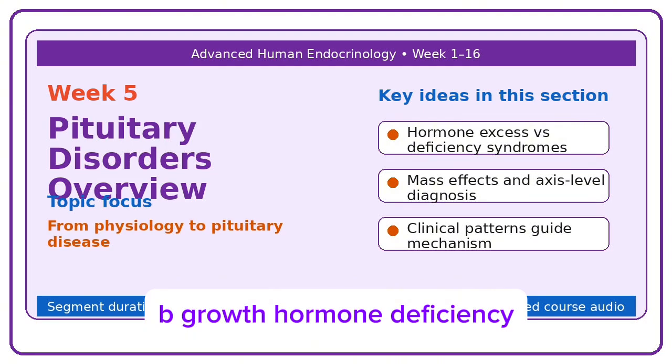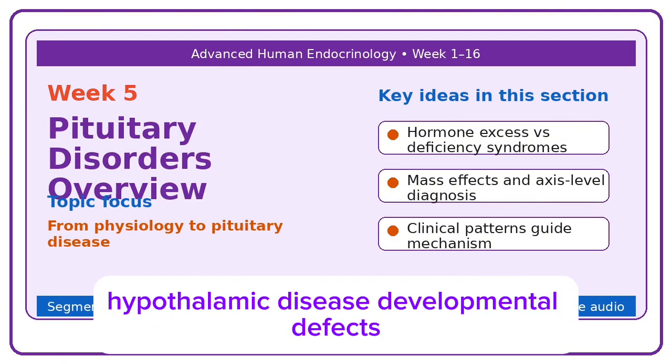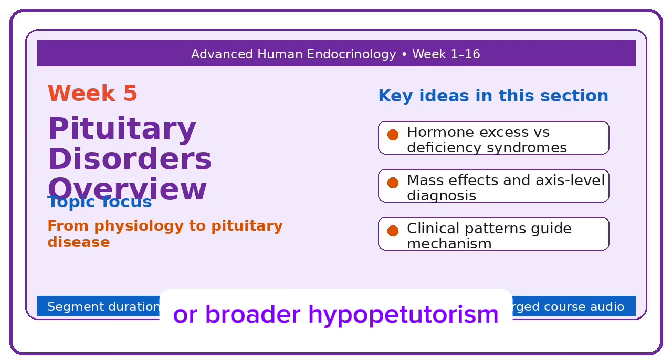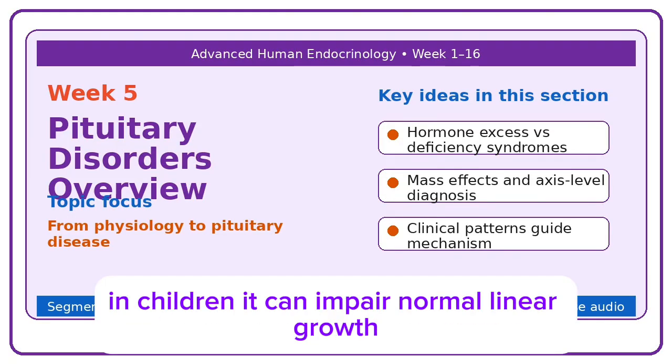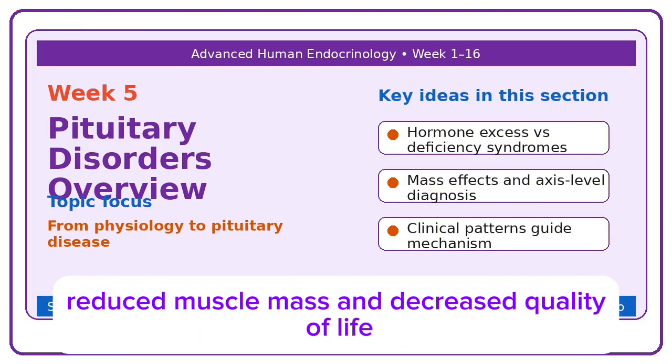B. Growth hormone deficiency. GH deficiency may arise from pituitary damage, hypothalamic disease, developmental defects, or broader hypopituitarism. In children, it can impair normal linear growth. In adults, it may contribute to altered body composition, reduced muscle mass, and decreased quality of life.